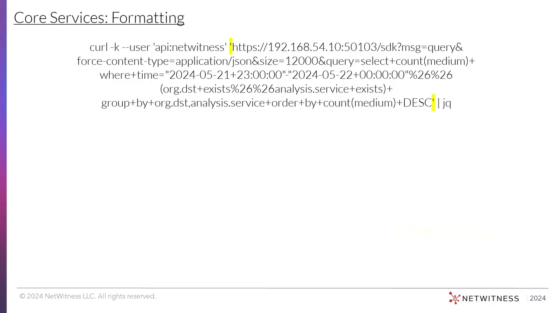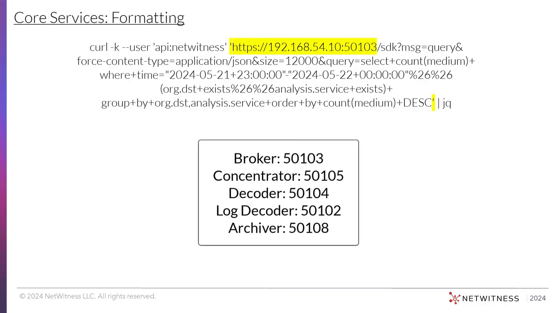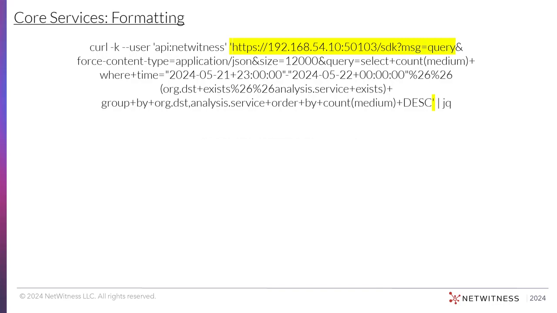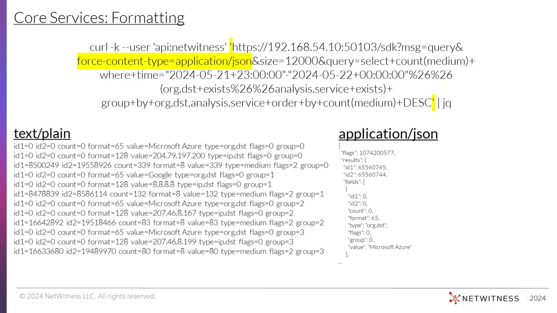After the user is the target URL, and this whole string is enclosed in a set of quotes. It starts off with HTTPS and the host of interest with its respective API port. Then we specify the SDK command and include a couple important parameters. The force content type parameter can be used to change how the returned data is displayed. Two common content types are text plain and application JSON. You can see that each line of the text plain output matches one item in the JSON output.